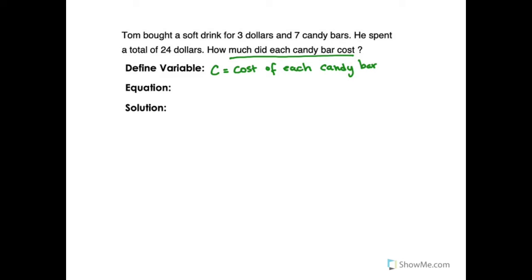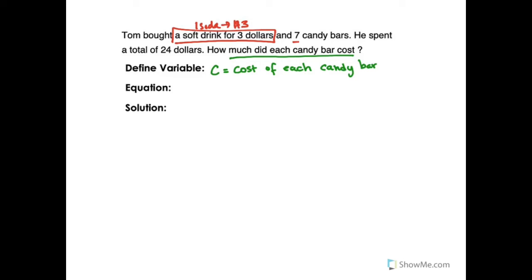Now I'm going to go back into the problem and reread it and annotate it. If I can't annotate it because I'm looking at a screen, I can take notes that can help me figure out important information that I can use to create my equation. It says Tom bought a soft drink for $3. A soft drink is just a soda. So he bought one soda for $3. So I'm going to put one soda for $3.